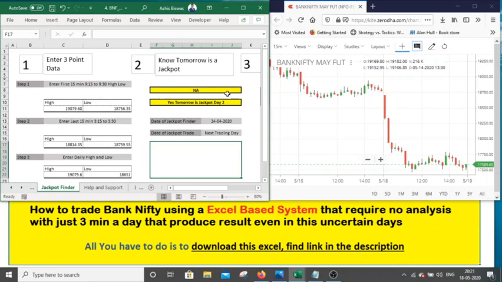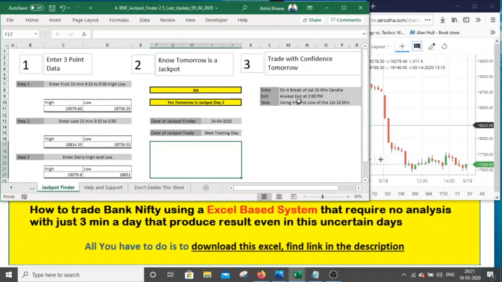So either of these conditions can be true. There are two conditions, one over here and one here. If either of these is true, then as I mentioned, you have to trade on a break of the first 15-minute candle. Trade with confidence tomorrow. It is clearly mentioned that you have to trade tomorrow. Always exit at 3 p.m. Okay, and the stop is the high or low of the day.